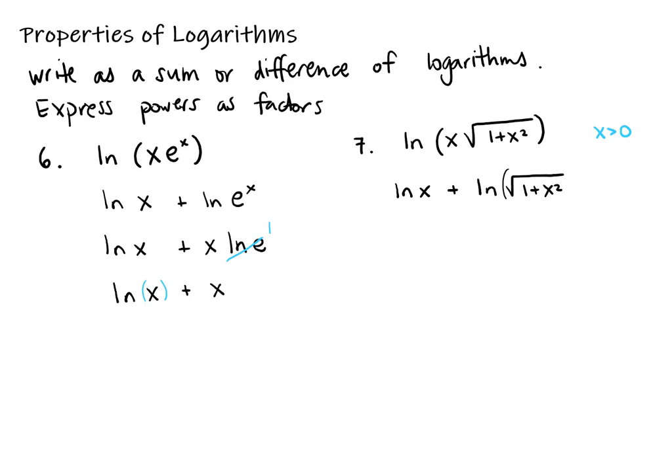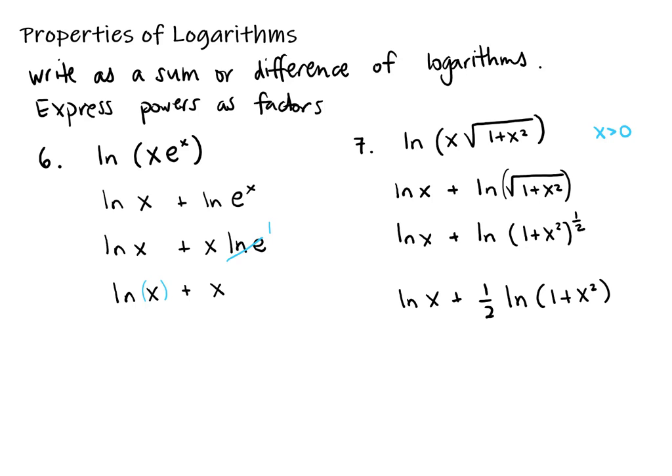And I want to take that second one and rewrite it. Instead of a radical, I want to put 1 plus x squared to the power of 1/2. And we're going to take that power and we're going to bring it out to the front. And then we're going to have ln of 1 plus x squared.